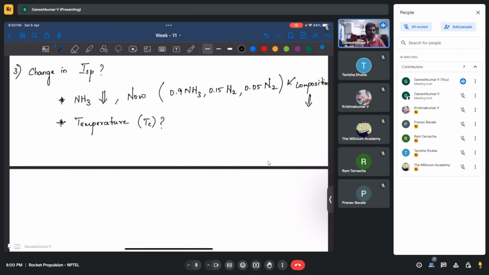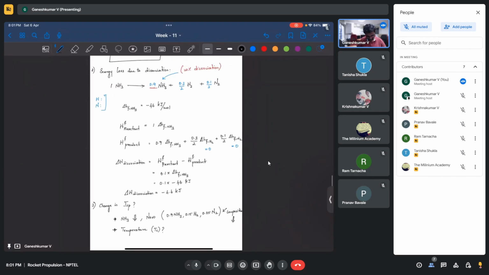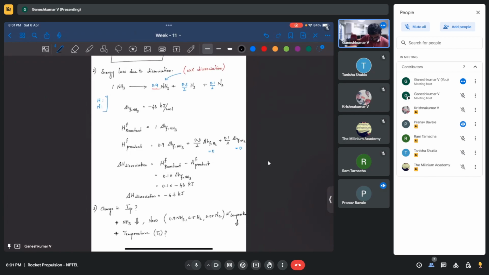Composition is known. We know how many moles are present in our gas mixture, so we can find molecular weight, the specific heat ratio, the specific heats, all these things we can find. Now the question is, how do we find temperature? Because of dissociation, temperature has changed. Any idea you guys have? We are given the specific heats of all the three.